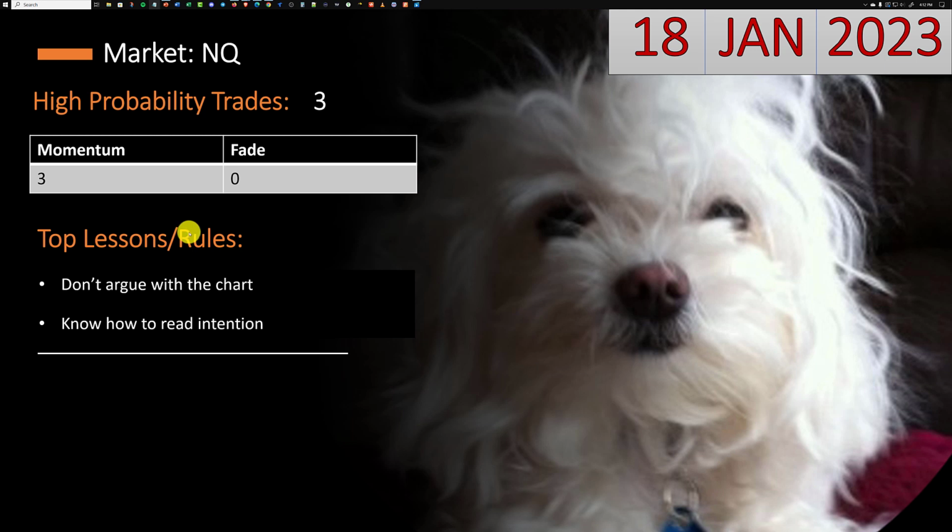The other thing that would have helped tremendously is really understanding intention. That's something that's in the training. I talk a lot about intention because intention gives you early clues on what the market wants to do, whether or not it wants to hold up the momentum indicators and especially the bias indicator. So let's jump over to a chart.